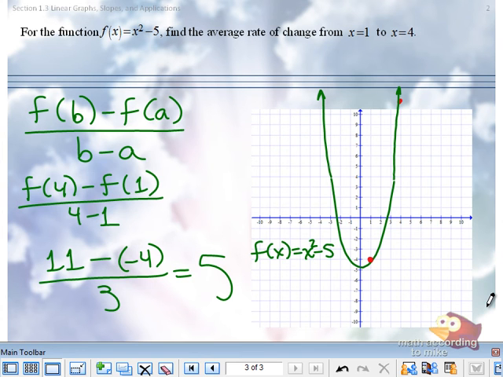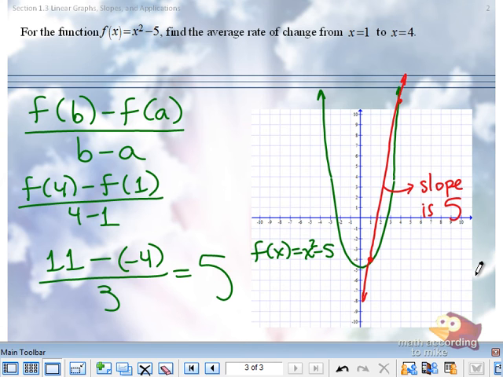So what we just found was, if we were to connect these 2 points, oh, this is going to be tough, the slope of this line is 5. So I could say find the average rate of change. I could say find the slope of the secant line. It all means the same thing.